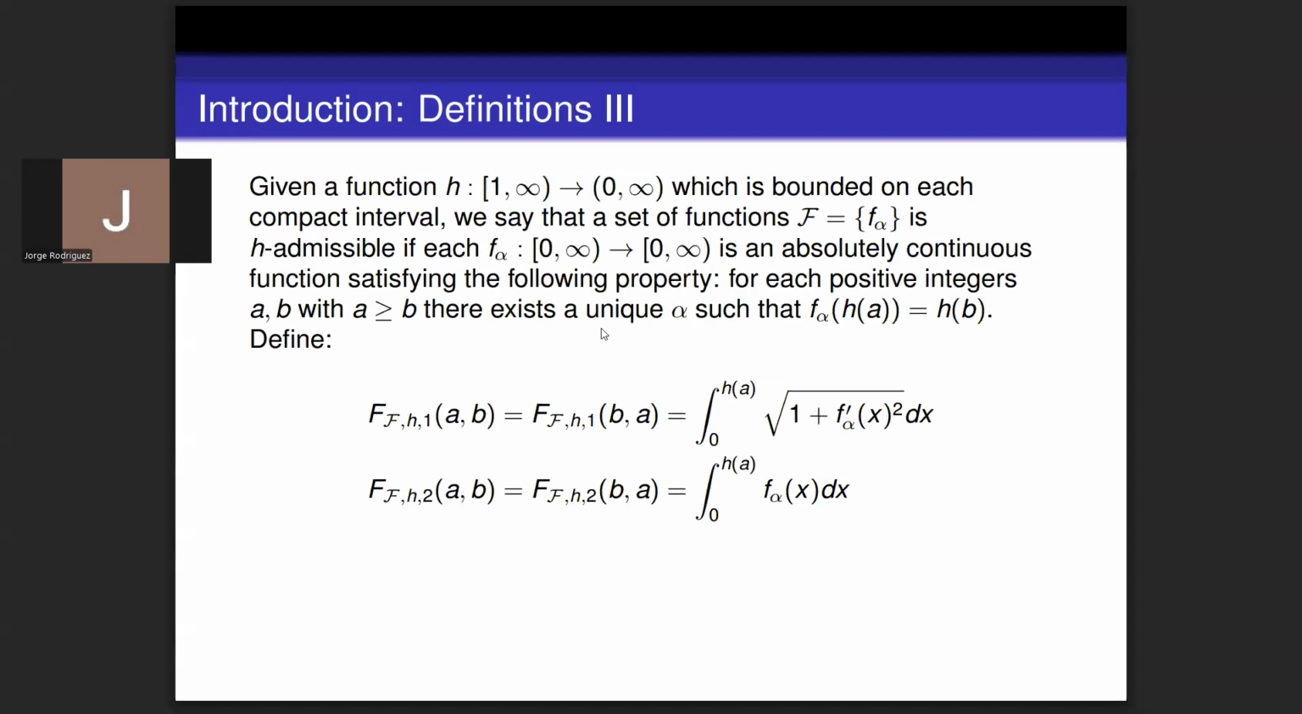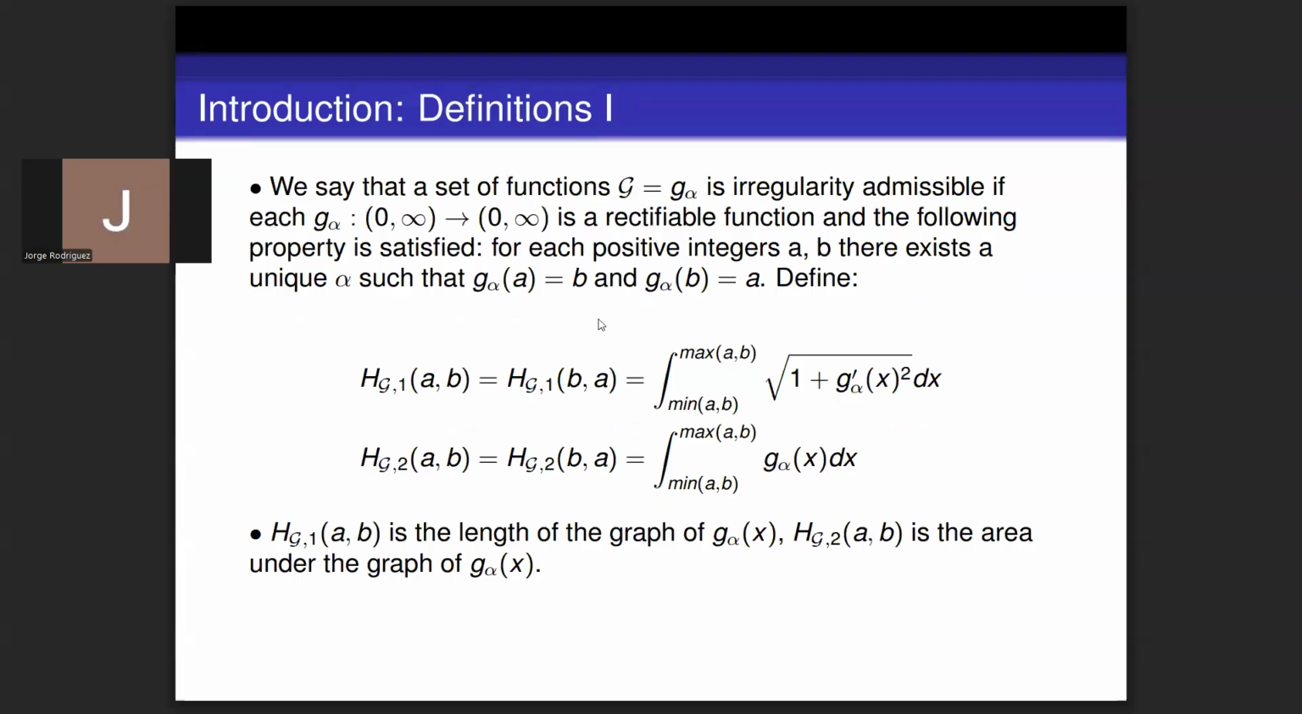So now with this in mind, we are gonna generalize these two indices, okay? And we're gonna do it in the following way. Given a function h, which is bounded on each compact interval, we say that a set of functions f is h-admissible if its function is an absolutely continuous function satisfying the following property: for each positive integers a and b, such that a is bigger or equal than b, there exists a unit alpha such that h evaluated at a is equal to h evaluated at b, okay? Which is a very similar property to the one that we had here for the first and second irregularity Sombor indices, okay.